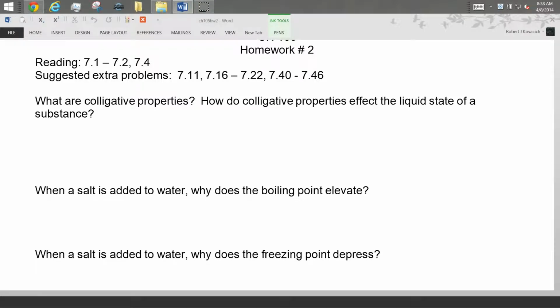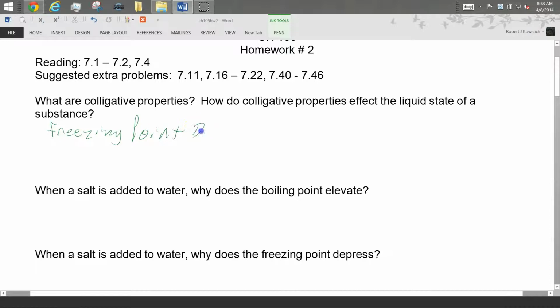All right, colligative properties. What is it that they do? They're just simply going to affect the boiling point and the freezing point. So we'll call it freezing point depression. Anytime you put any kind of solute into a pure liquid, its freezing point is just going to drop.